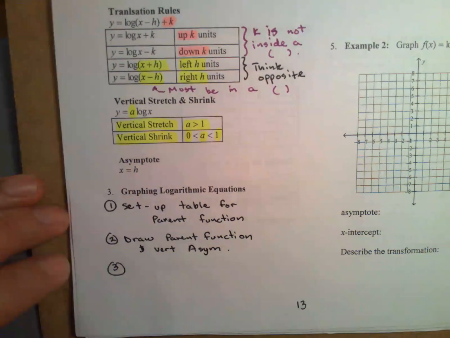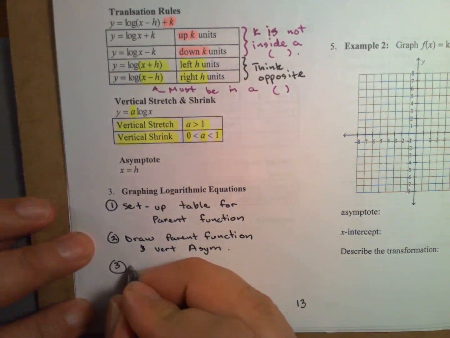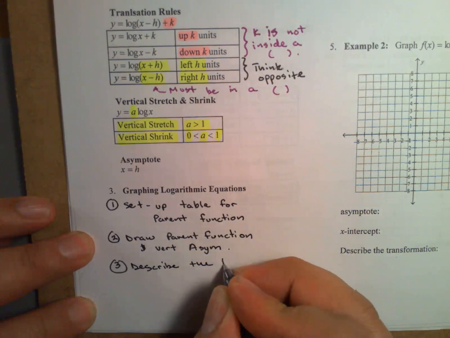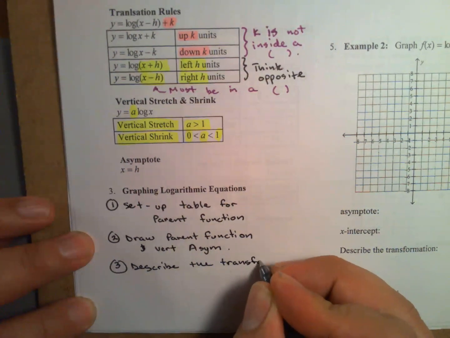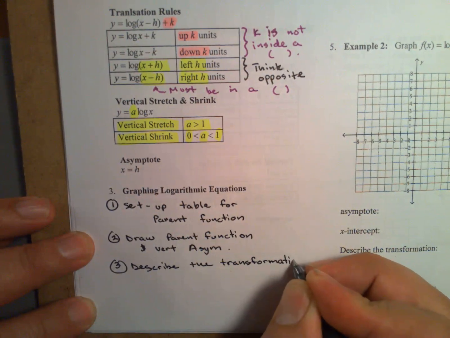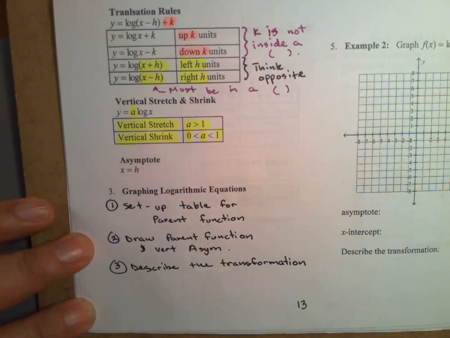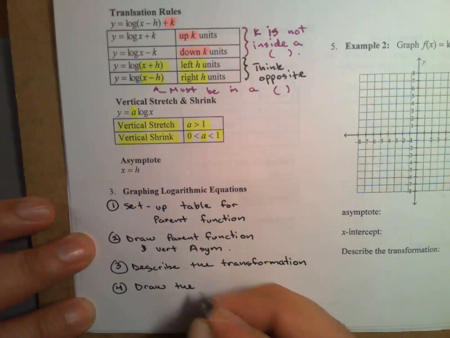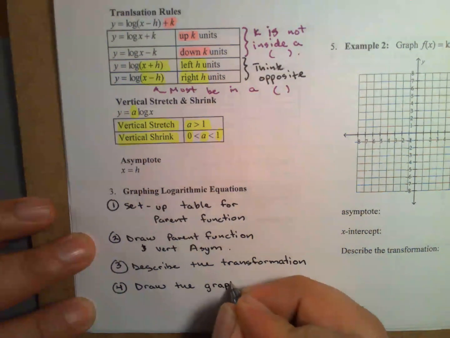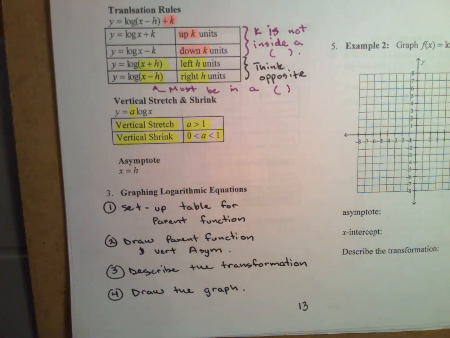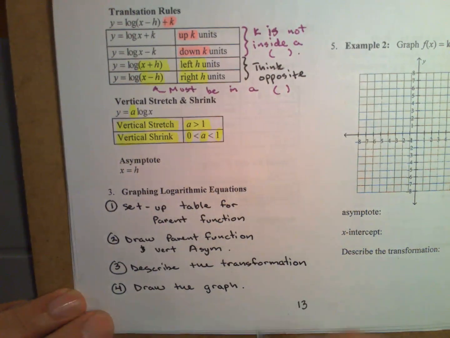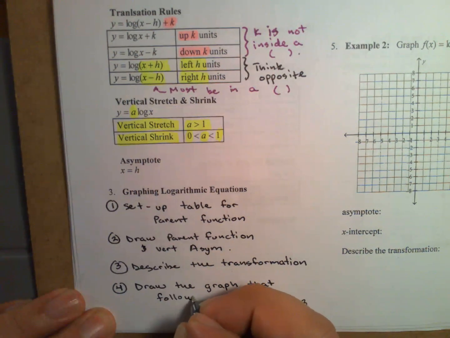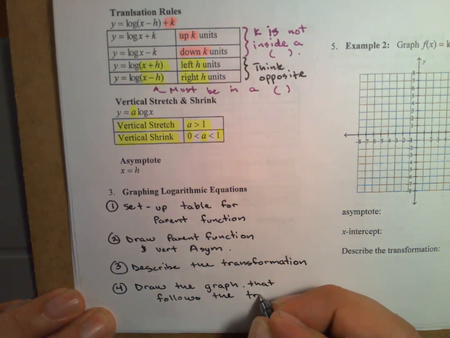Number 3, after we draw the parent and the vertical asymptote, describe the transformation. So remember, this is what we mean about moving left, right, up, down. So describe the transformation, and finally, draw the graph. After the transformation, of course. That's why we describe the transformation, draw the graph that follows, we'll say, the transformation. All right.